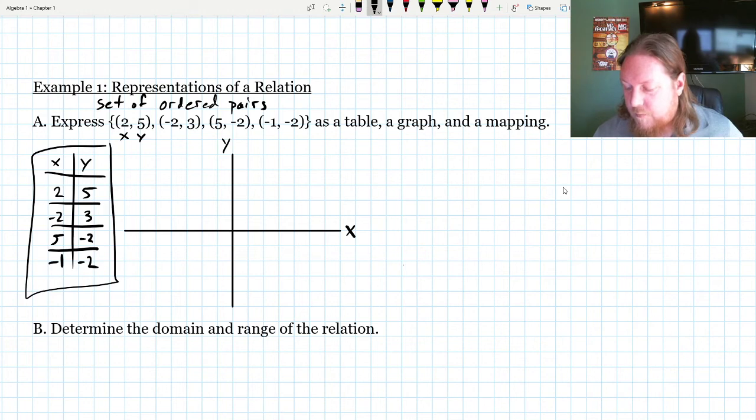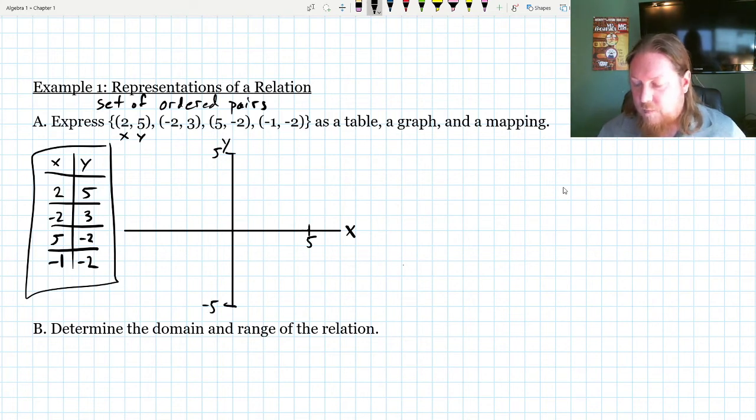And 1, 2, 3, 4, 5. I'm going to kind of label the number line to make my counting easier. 1, 2, 3, 4, 5. Remember, if you go down in the Y, it's negative. Or if you go left in the X, it is negative.